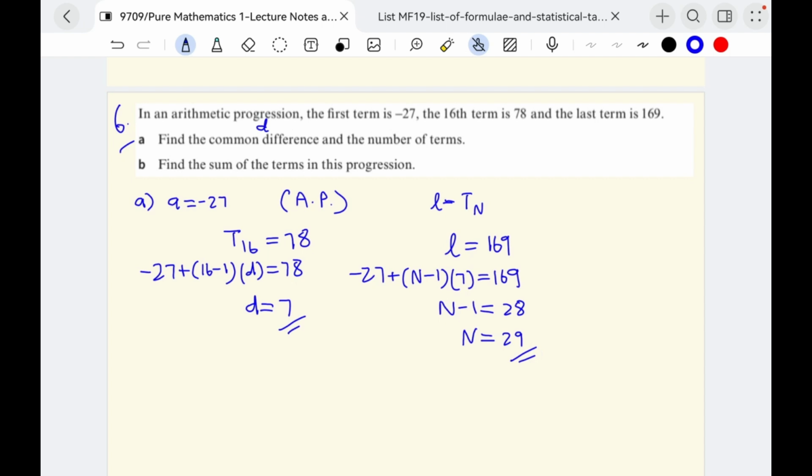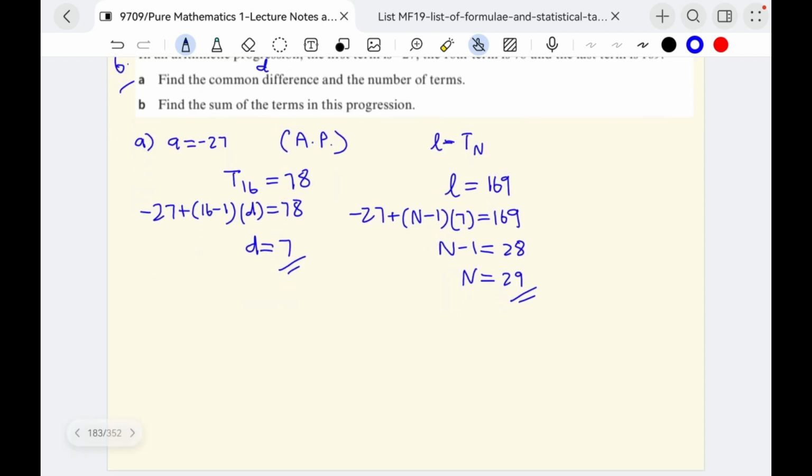So it is best for you to verify your workings and that they lead to the correct answer, to avoid any unnecessary mistakes. I think I was right. Okay? B. Find the sum of the terms in this progression.